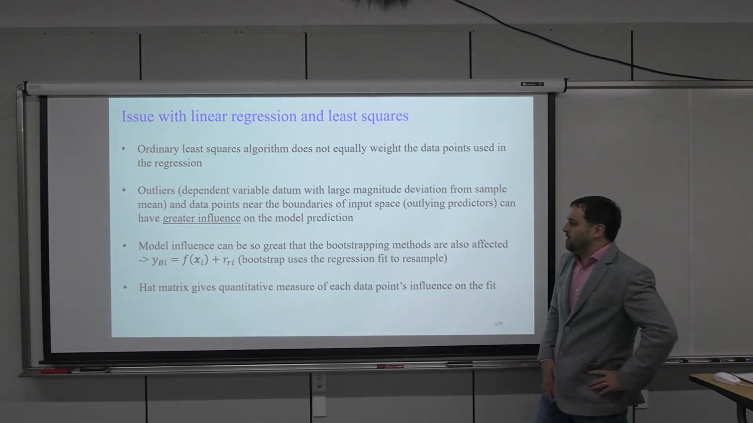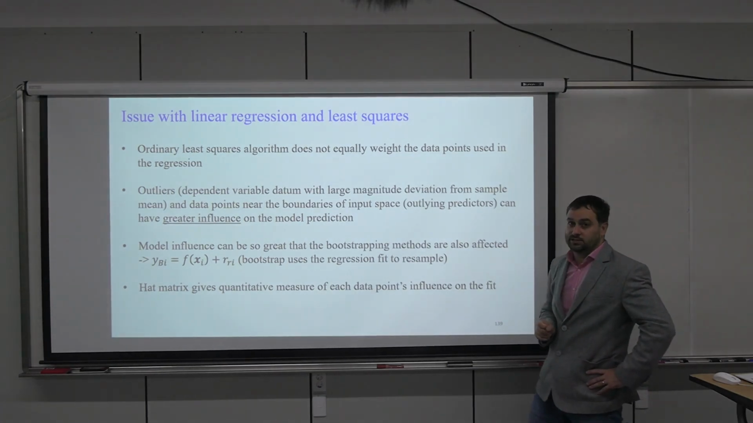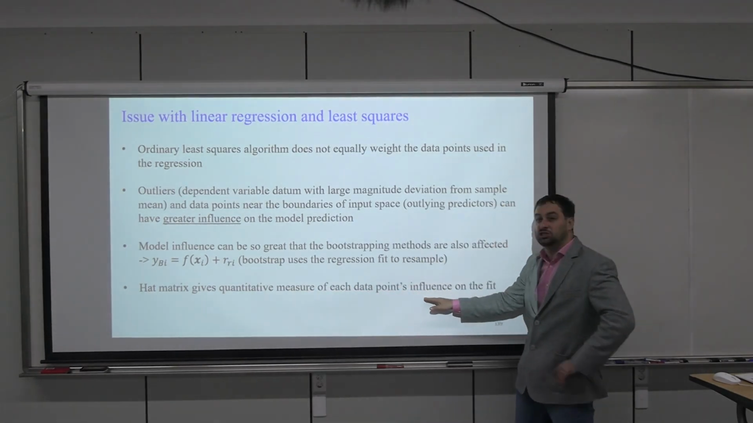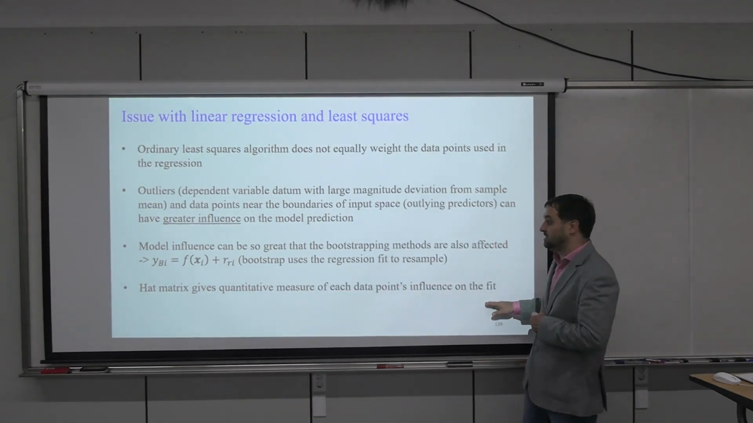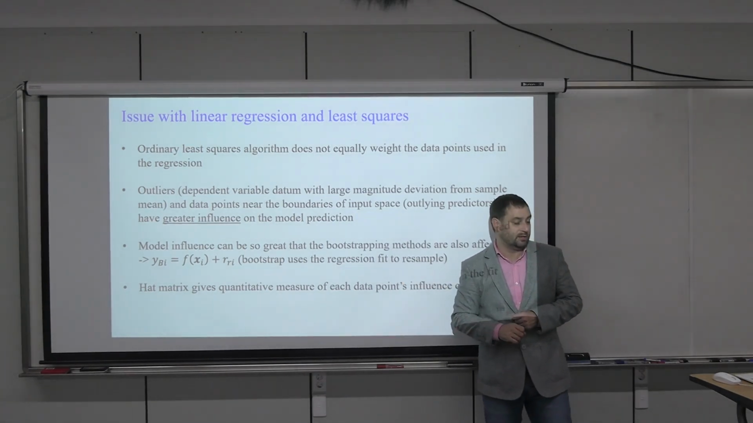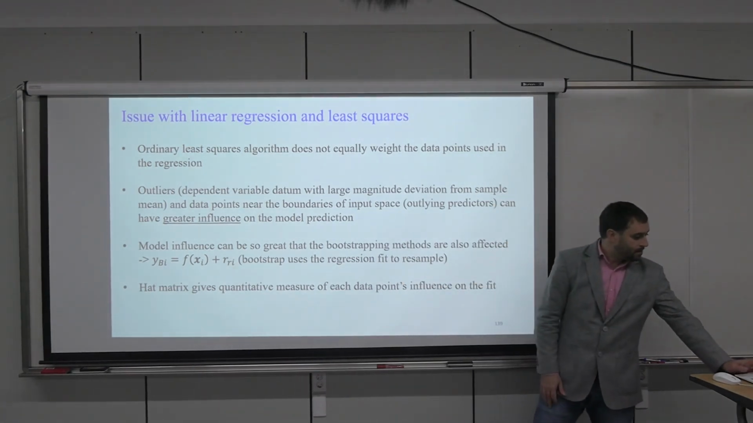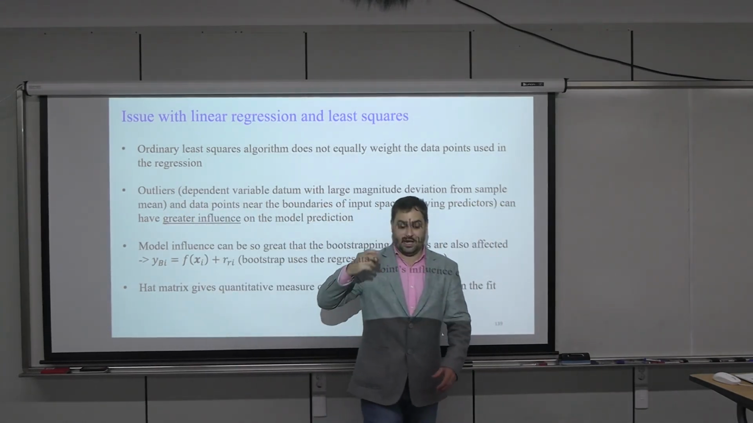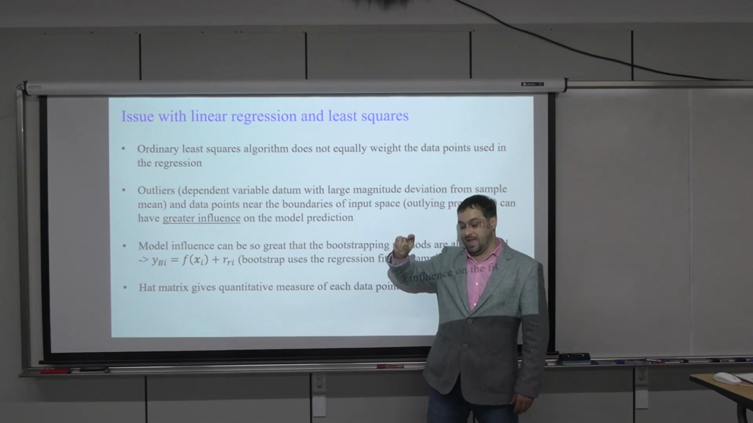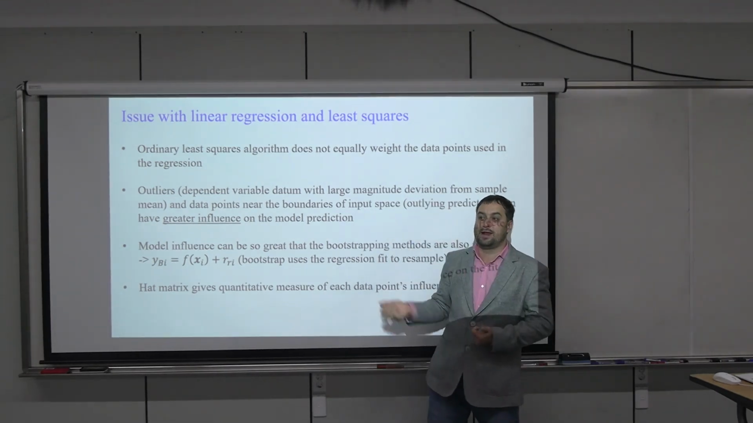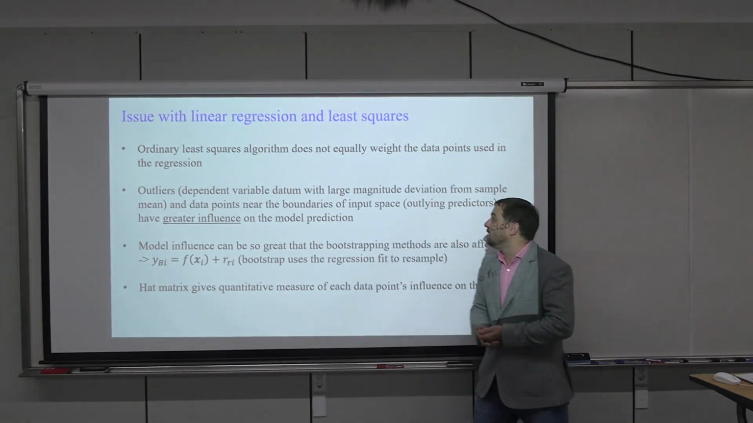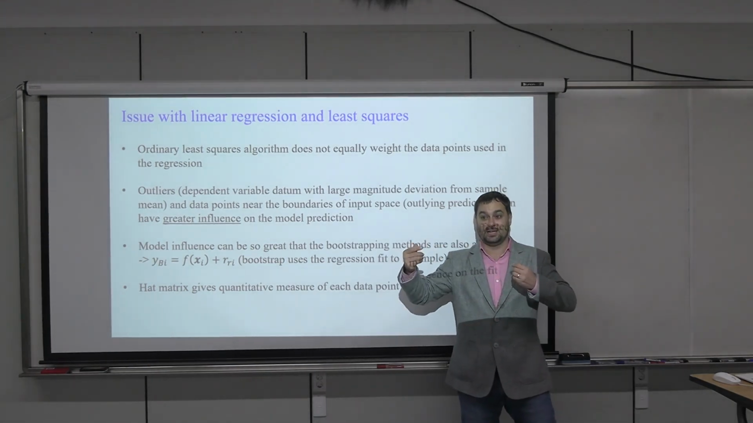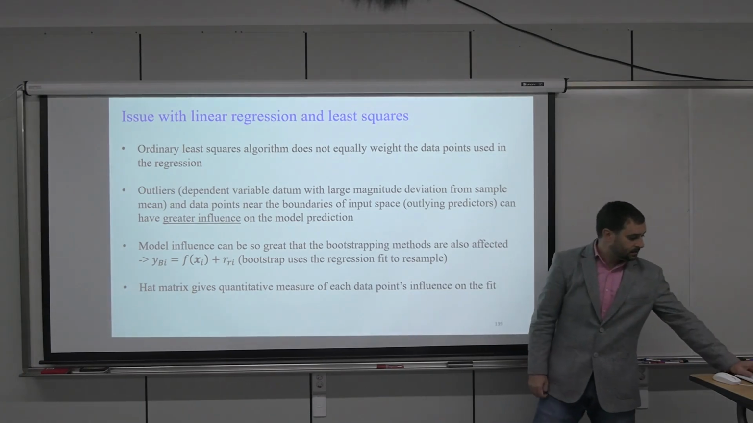We introduced the hat matrix a few lectures ago, and the hat matrix actually gives a quantitative measure of each data point's influence on the fit. We're going to explore the hat matrix in more detail in this lecture. Just remember, an outlier is a Y, an output value that has a large magnitude deviation from the sample mean. An outlying predictor is an input location near the boundary of the input space.